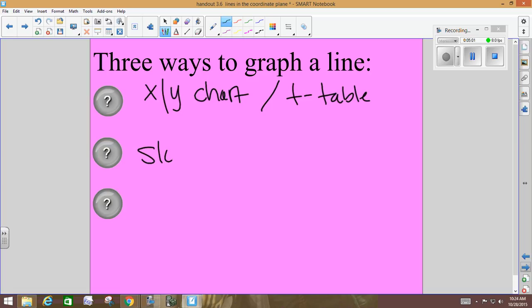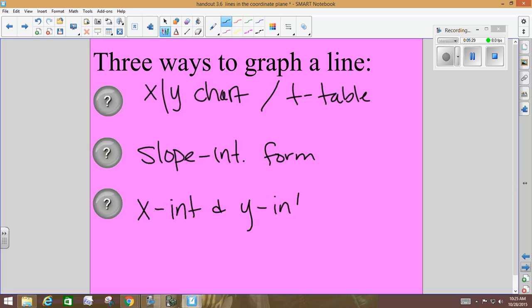The second way is using slope-intercept form. Y equals mx plus b. This is probably everybody's favorite way to graph a line. In the end, it's the least amount of work. The last way to graph a line, you don't have it on there, but would be using the x and y intercepts. And you don't have it on there because we're not going to graph them that way. You need to know how to graph the line using an XY chart and using slope-intercept form. There are 3 ways to graph it, but we're only going to do 2 this year.